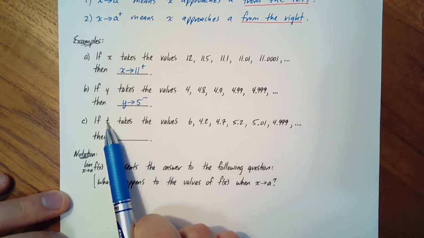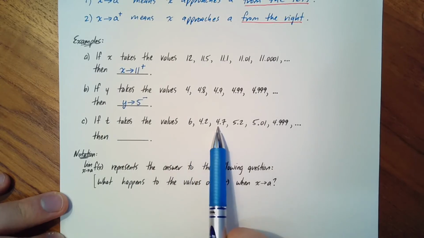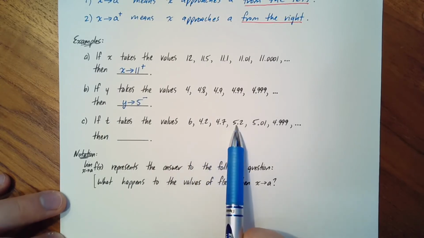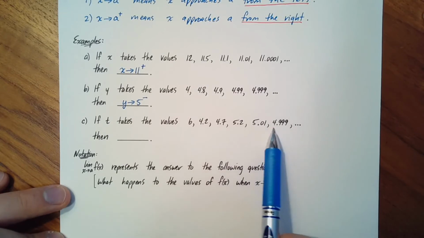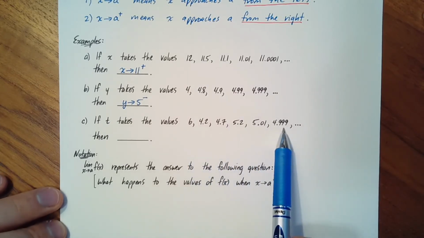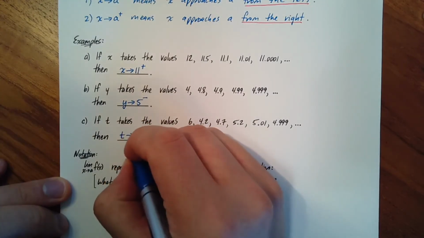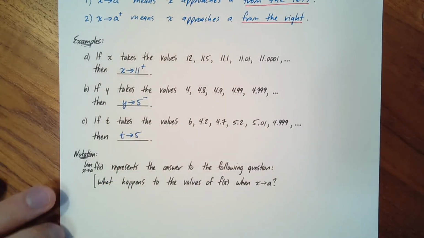What values is it taking? We've got 6, 4.2, 4.7, 5.2, still not really clear what's happening. 5.01, 4.999. Okay, maybe these values are getting closer and closer to 5. So it might be a reasonable guess to say that t approaches 5. But we can't say any more than that, assuming we're even correct.